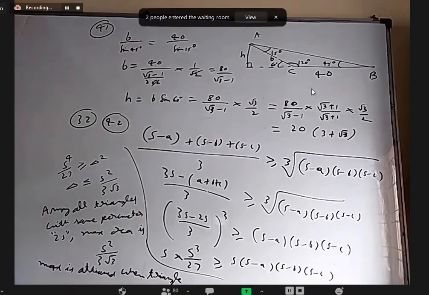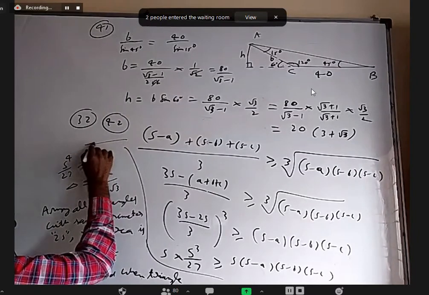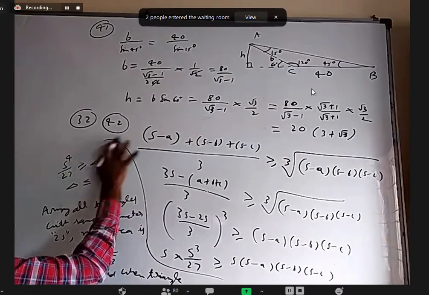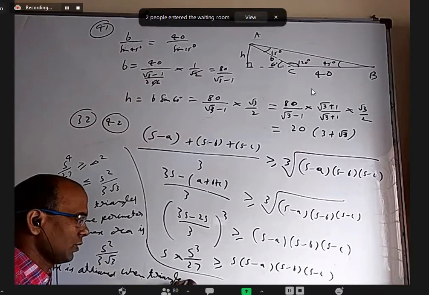And if somebody asks what is the minimum, minimum will be 0. If you try to make a really flat triangle like this, basically you'll get 0. So maximum is attained when triangle is equilateral.